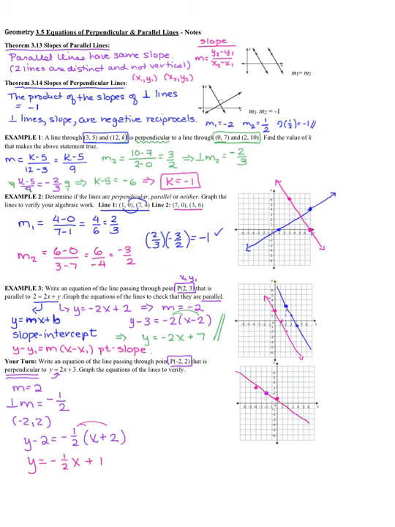And then over here, let's graph the equation they gave us, y equals 2x plus 3. That has a slope of 2. So it's up 2 over 1, down 2, back 1. And I would say they look very perpendicular to me.